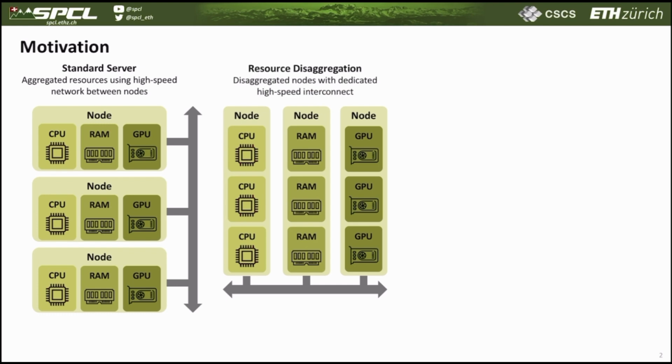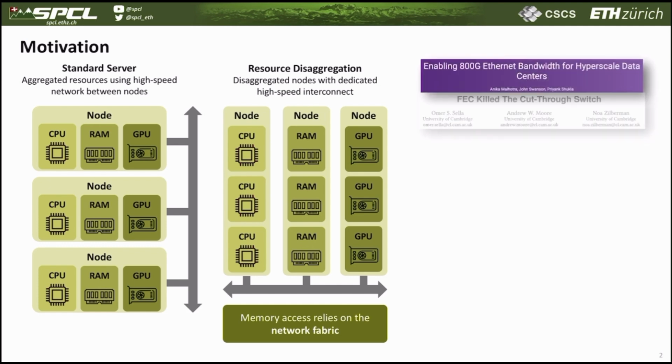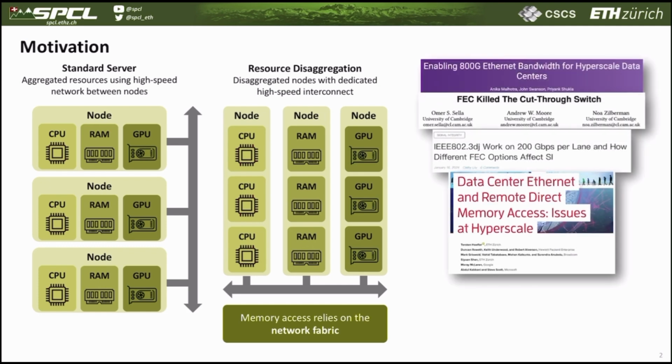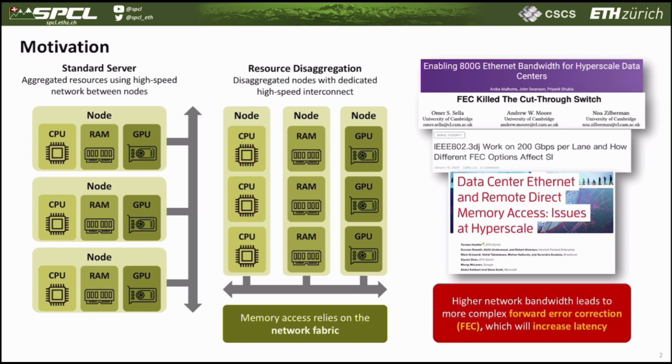And what also plays into that is that the network fabric is getting more and more bandwidth. However, this higher bandwidth comes at a cost. The cost is that these high bandwidth networks require more complex forward error correction algorithms to be applied to be reliable, and thus you increase latency.